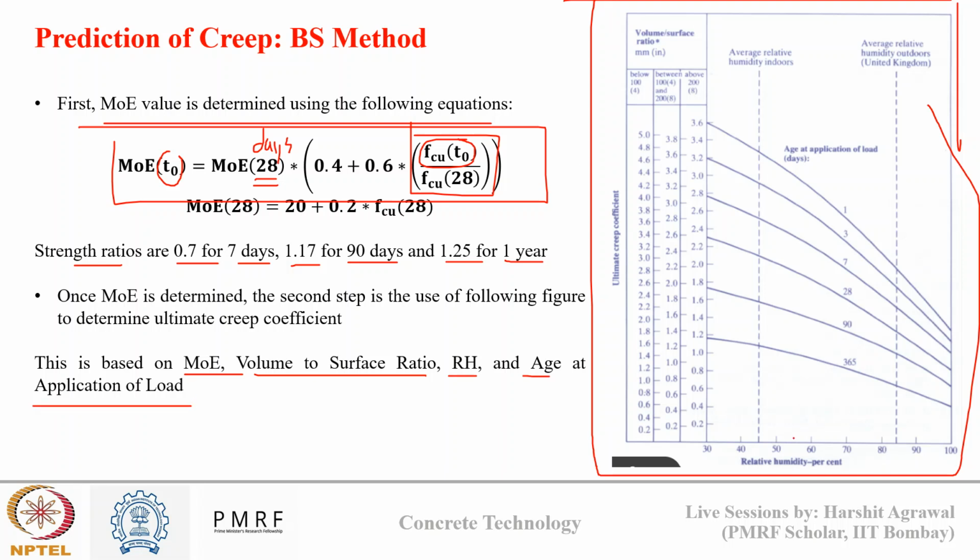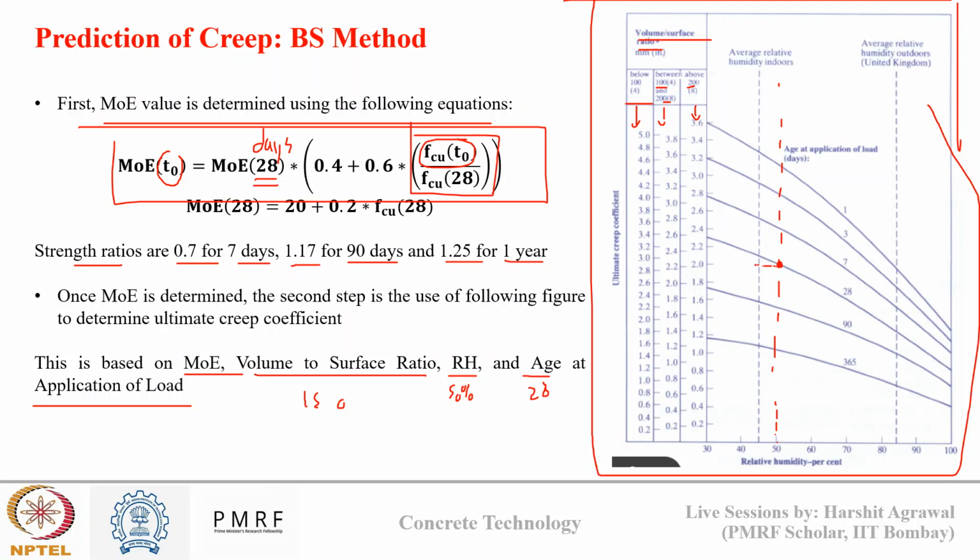There are three columns here. For volume to surface area ratio, below 100 we use this scale, between 100 to 200 we use this scale, and above 200 we use this scale. Suppose my volume to surface area ratio is 150, RH is 50%, and concrete age is 20 days. At 50% RH, first I will draw a vertical line, then check where it intersects the age of application of load. At 20 days of age I applied the loads, so this is my age of concrete.